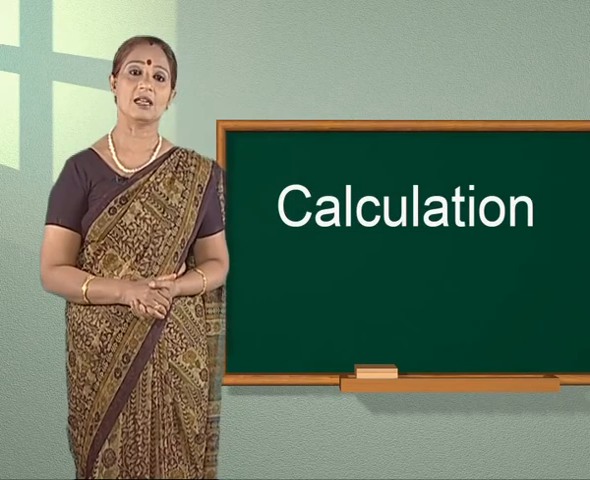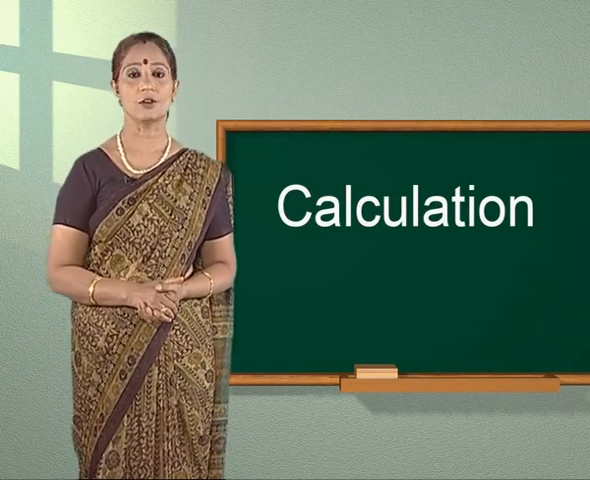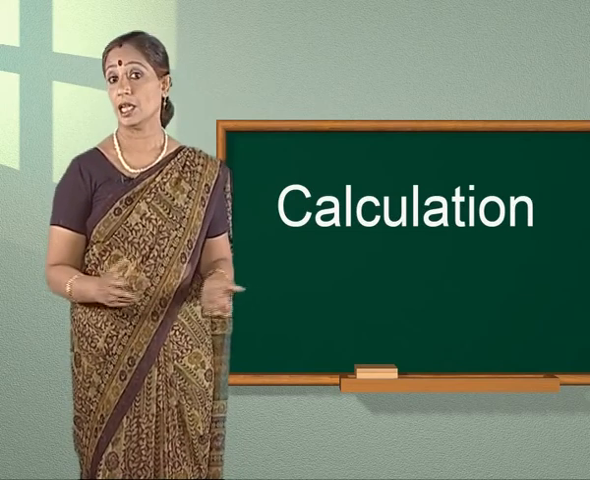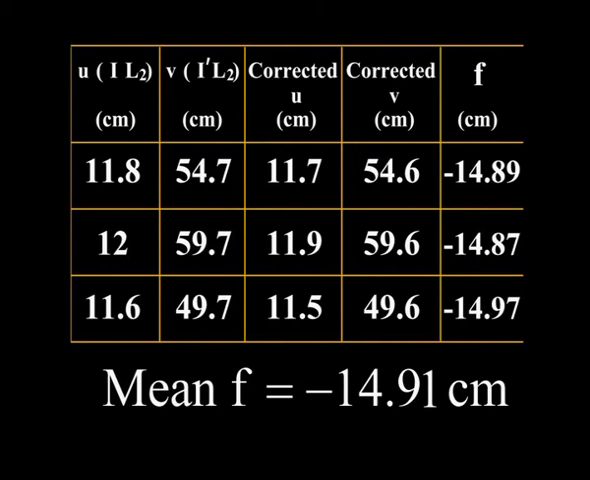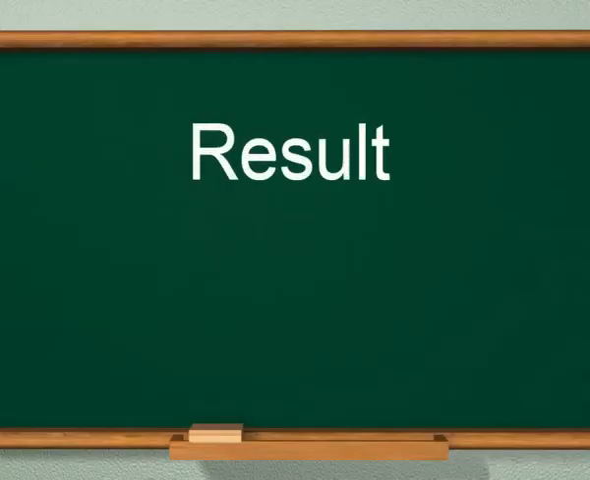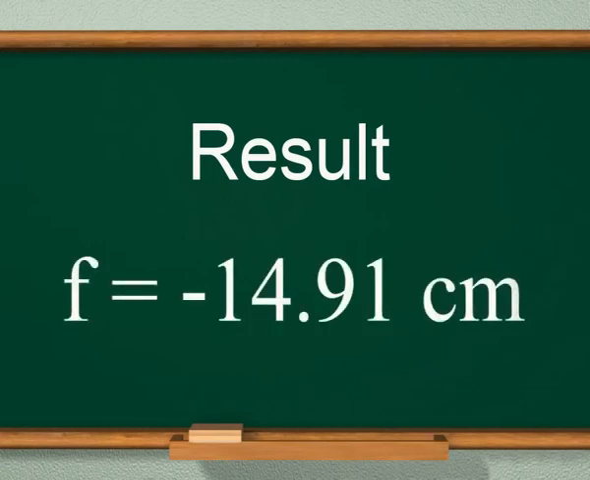Calculate the mean value of focal length of the concave lens. Here it is minus 14.91 centimeter. Result: the focal length of the given concave lens is minus 14.91 centimeter.